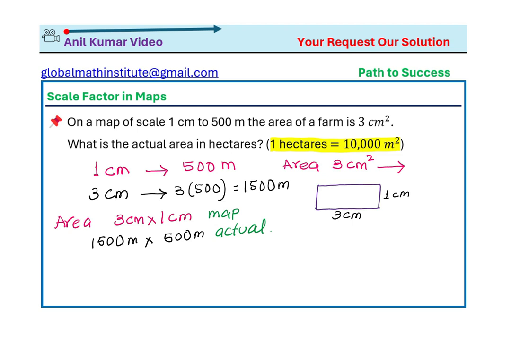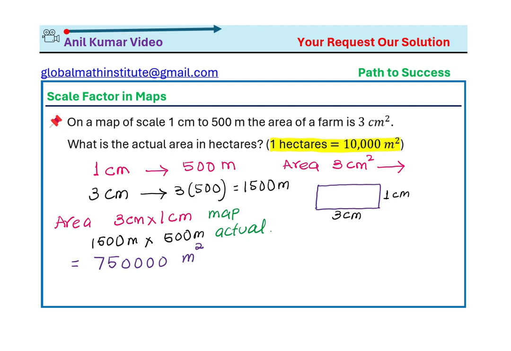And when you multiply, you get what? Four zeros, right? One, two, three, four. 5 times 5, 25. And 2 carry forward. So you get 75 followed by four zeros. And that unit is meters square. You understand how step by step we are trying to evolve the solution.